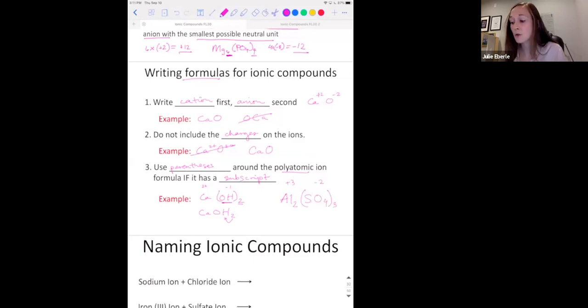And am I charge neutral? We can always double check. If I have 2 aluminums, each one is +3. That's 2 times +3, so that gives me +6. If I have 3 sulfates and each one is a -2, that's 3 times -2. That gives me -6. And +6 and -6 give us 0. Questions? So these are all the rules.